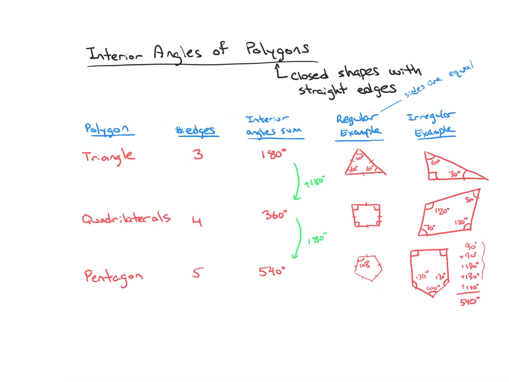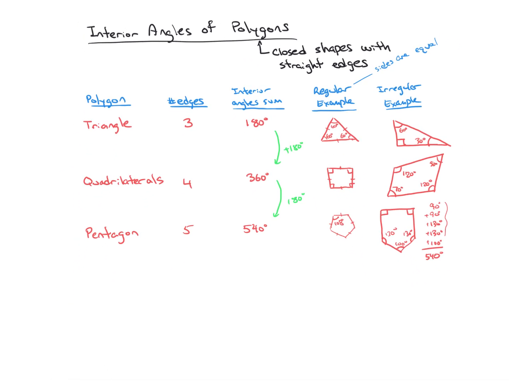So if I wanted to know how many degrees the interior angles of a hexagon, 6 sides, add up to, I would follow this pattern. I would take 540 and add another 180 degrees to it. That ends up being 720 degrees. And if I wanted to know it for the next one, which is a heptagon, 7 sides, I would follow the pattern. I'd take the 720, add another 180 degrees to it, and that turns out to be 900 degrees. Okay, so we can just follow that pattern.